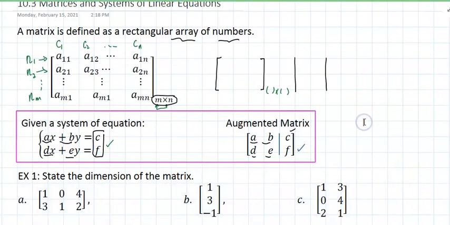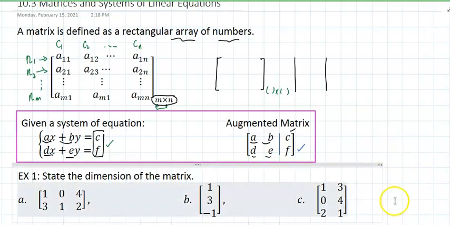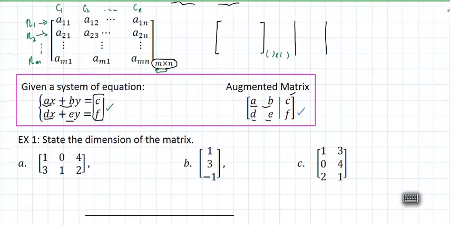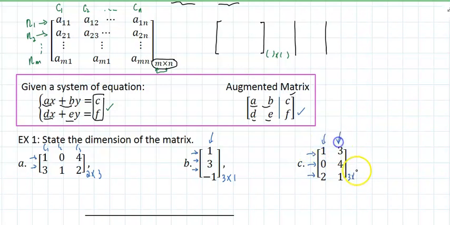So if I look at the first problem, it says state the dimension of each matrix. So you look at a matrix, you say, okay, how many rows are there? Row 1, row 2, that's a 2 by, and that's column 1, column 2, third column. That's a 2 by 3 matrix. It's very important to get those right. This matrix right here is 1, 2, 3, and there's only one column. That's a 3 by 1. This matrix right here is 1 row, 2 rows, 3 rows, 1 column, 2 columns, 3 by 2. And that's all you have to do on those.